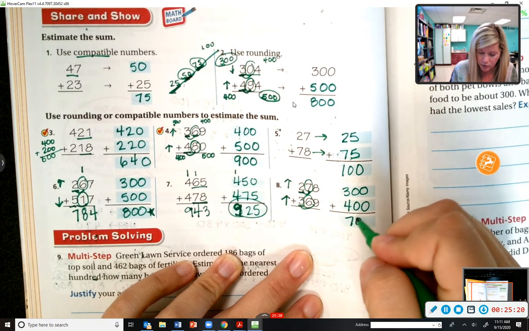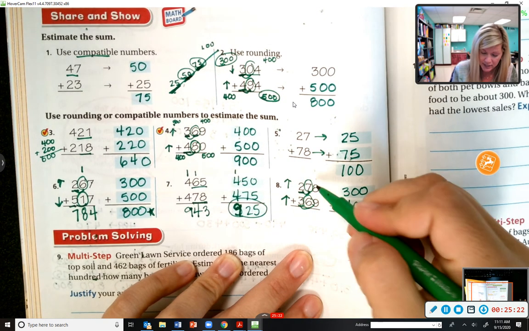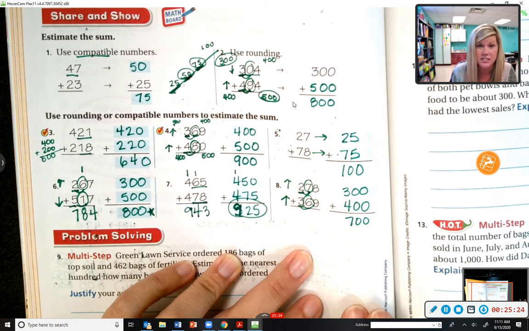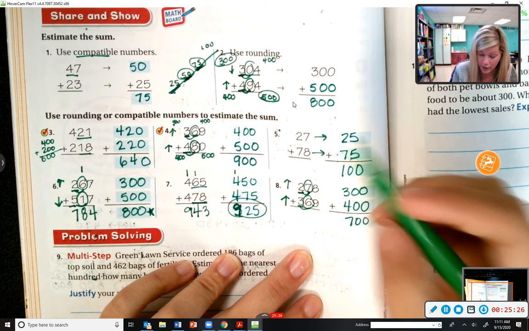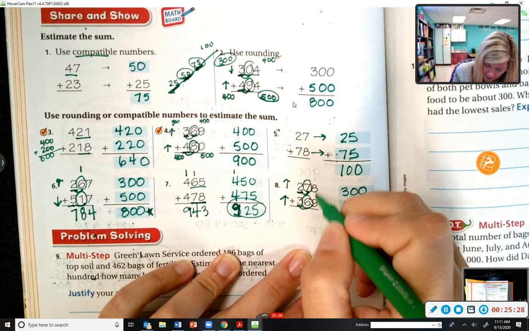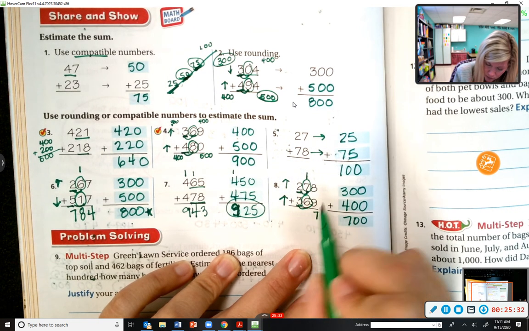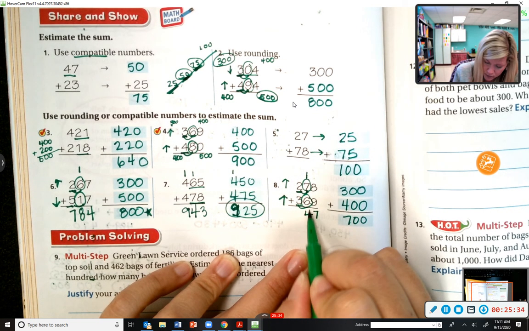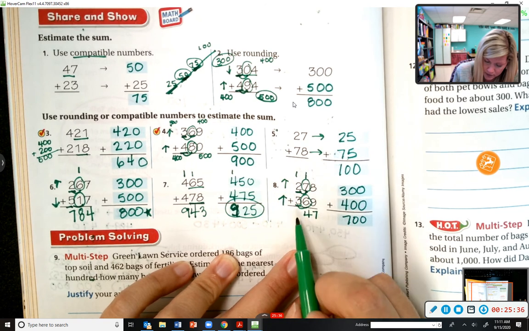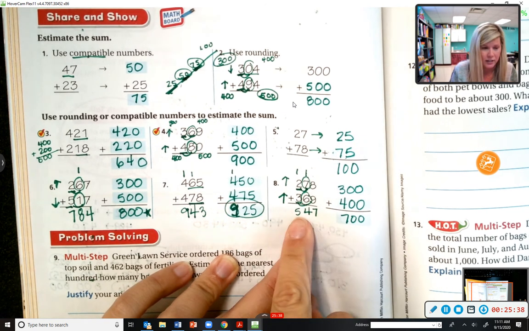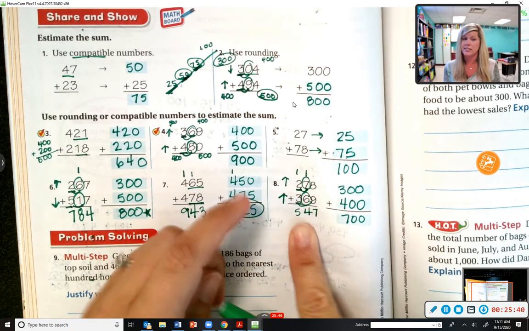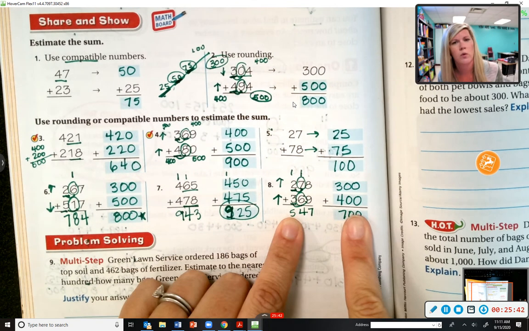So I add real quickly. I get 700. I'm going to add my real numbers to see if I make a mistake somewhere, or maybe I don't. 8 plus 9 is 17. 7 plus 1 is 8. 8 plus 6 is 14. 3 plus 2 is 5. Okay, so I got 547. Does that look close, or did I make a mistake?